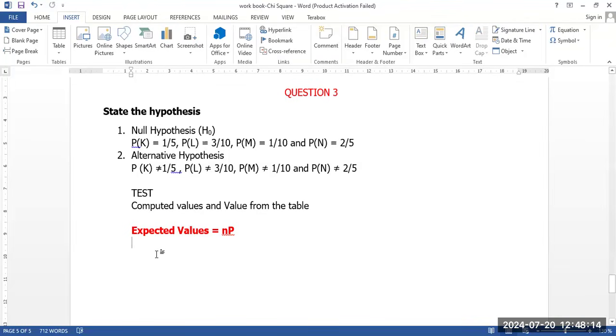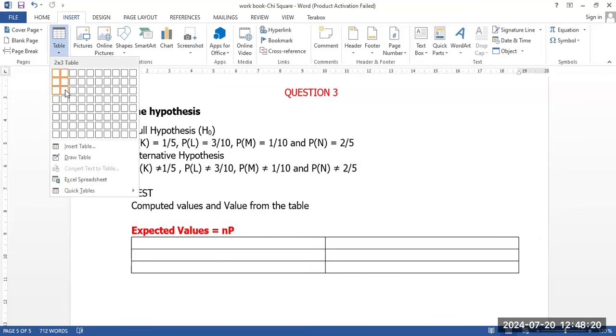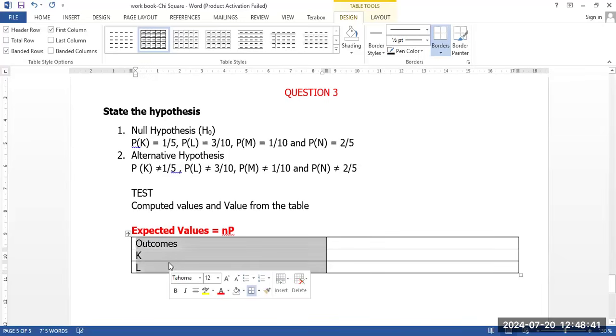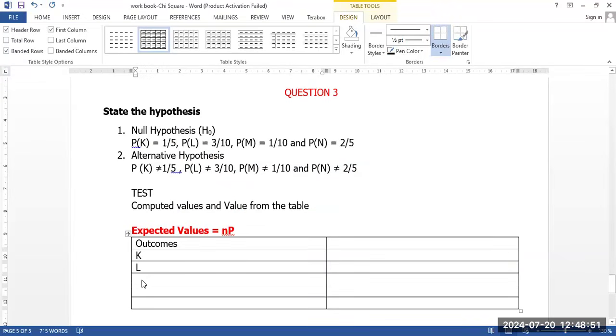We can draft a simple table showing the outcomes, and the outcomes are K, L, M, and N. Colleagues, are we together? Yes, we are together.